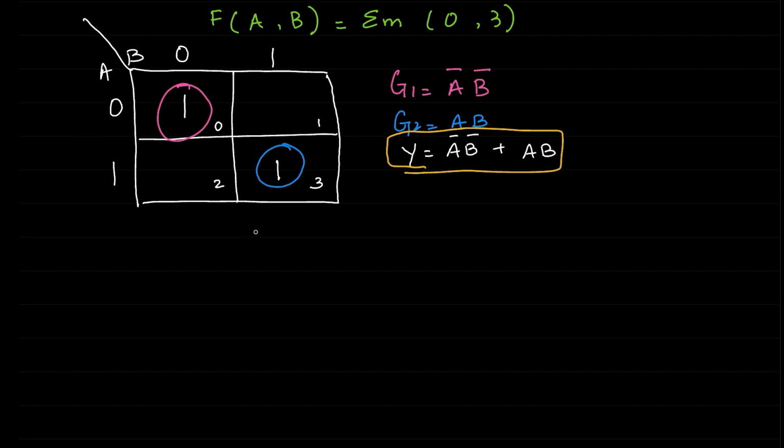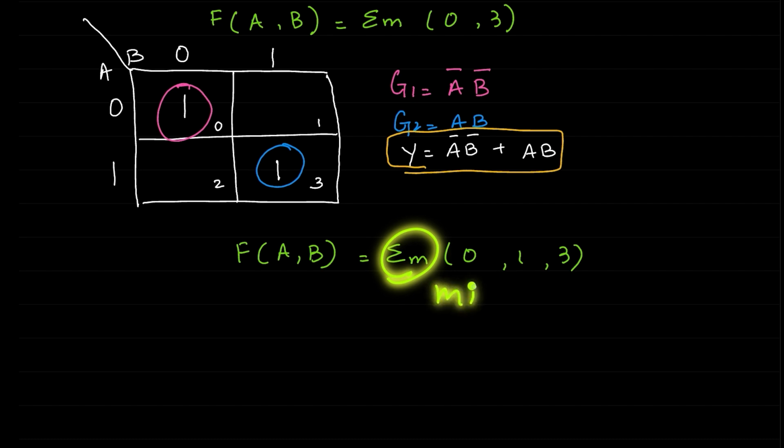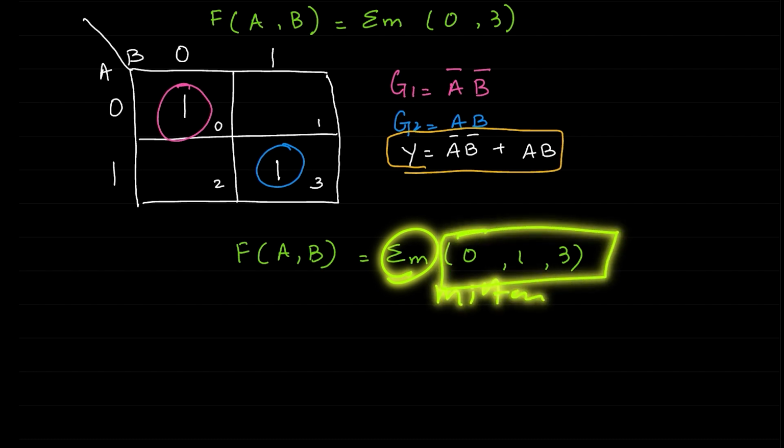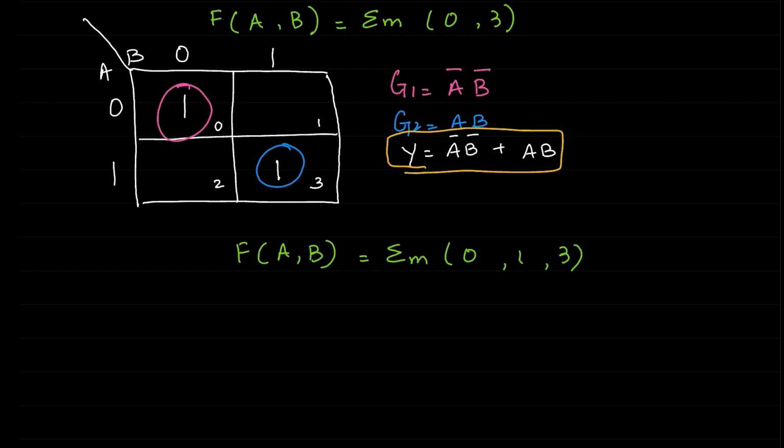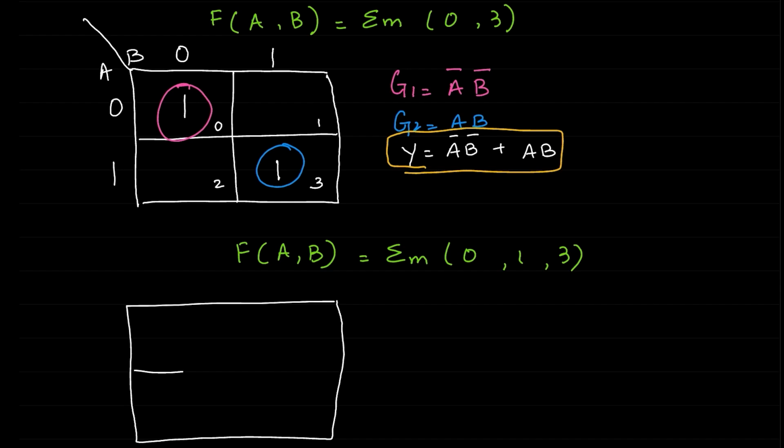Let's solve another example. Now F(A,B) is equal to minterm 0, 1, and 3 this time around. Again, this is the minterm, and all these numbers will be considered as 1. Let's draw a K-map. Call this one A and this one B. The numbers 0, 1, 2, and 3 are given incrementally.